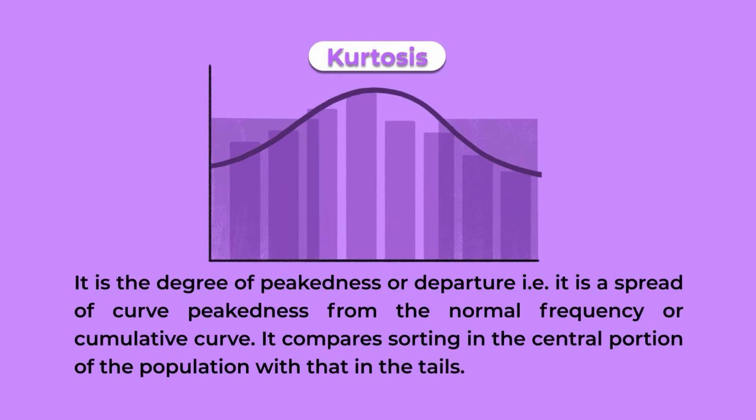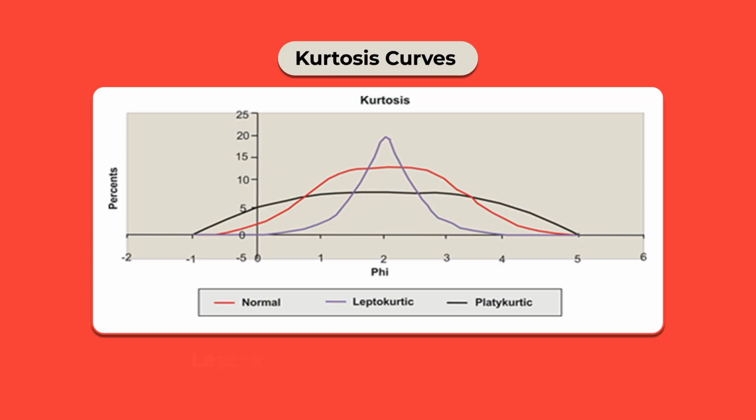Kurtosis is the degree of peakedness, that is, the departure of the curve's peakedness from the normal frequency or cumulative curve. It compares sorting in the central portion of the population with that in the tail. This is a kurtosis curve. There are three types of curves which you can see. A normal curve is bell-shaped. In the middle, the one with the peak, the red one, is called leptokurtic, and the black one is platykurtic.